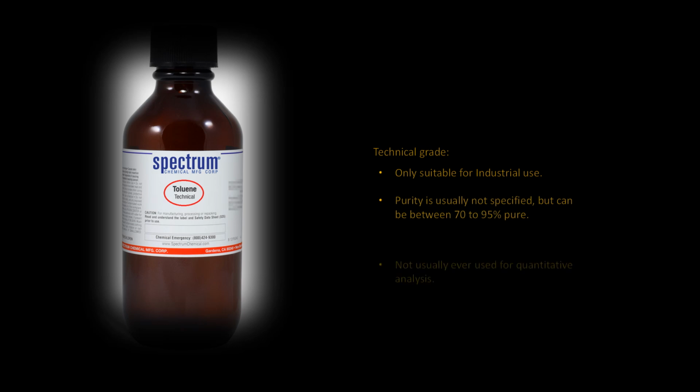This grade of chemical is primarily used for industrial applications, not usually used for any type of assay experiment. Its purity can range from 70 to 95% and is not usually listed on the packaging or label. Due to its low purity values, the use of technical grade chemicals will normally never be used for assay analysis of any type.